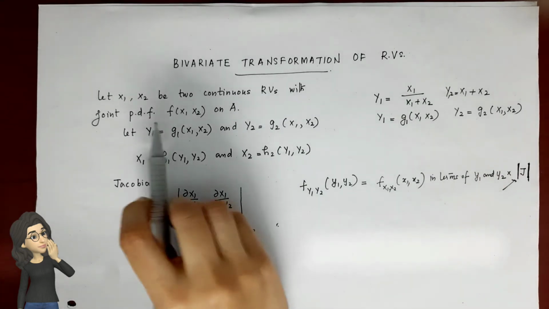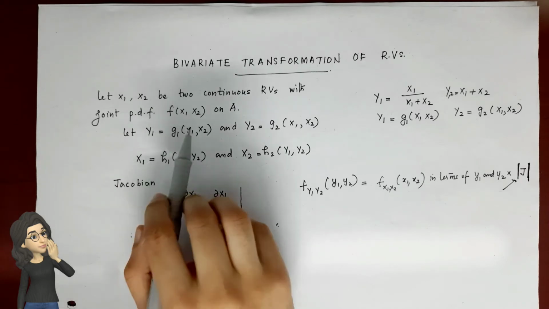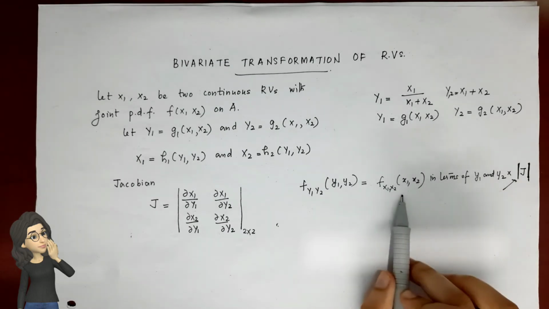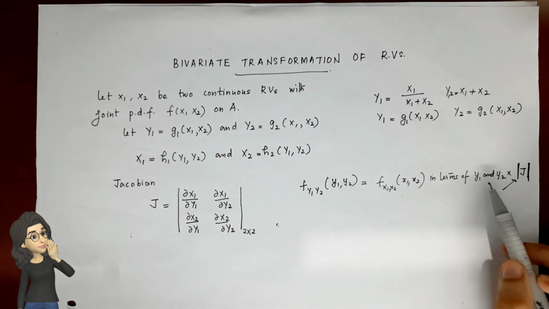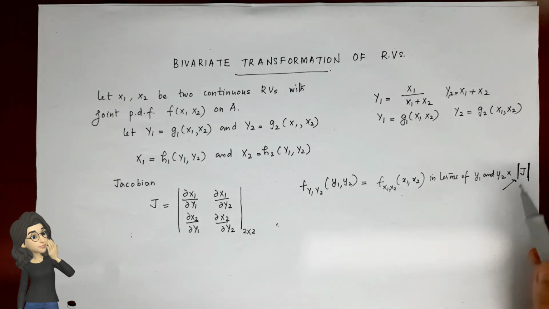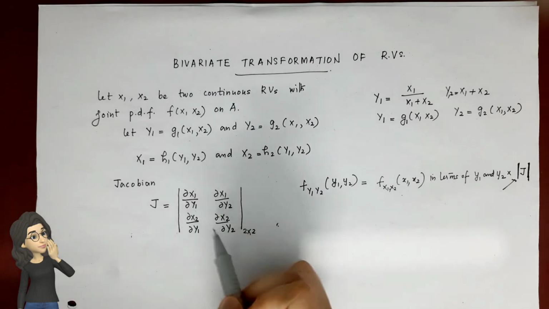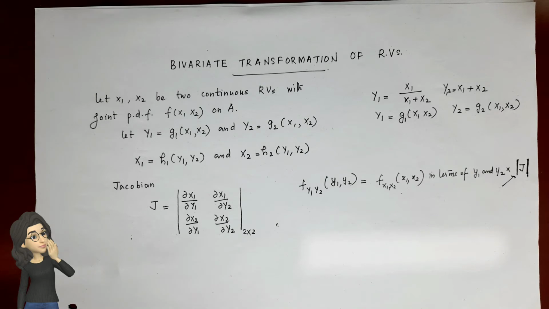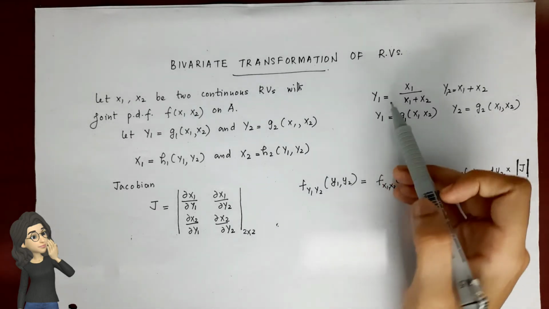So we are required to find the transformation of y1 and y2 in terms of x1 and x2. In order to find that, the original PDF can be written in terms of the new random variables y1 and y2 and multiplied by the modulus of the Jacobian, which is the determinant of this matrix. This is how we are going to find the bivariate transformation of random variables. I shall explain the Jacobian using an example that we have already taken here.